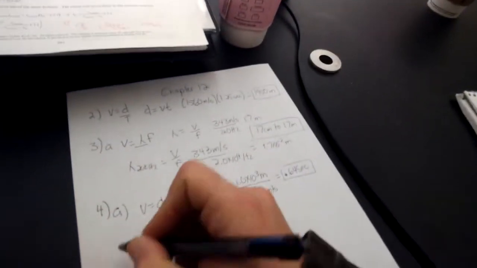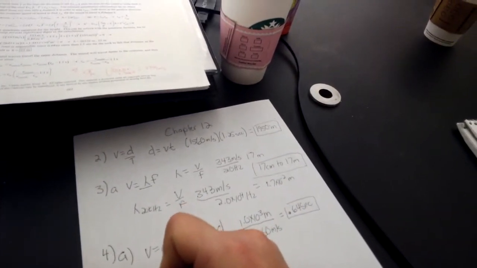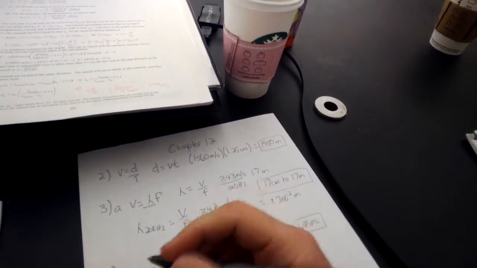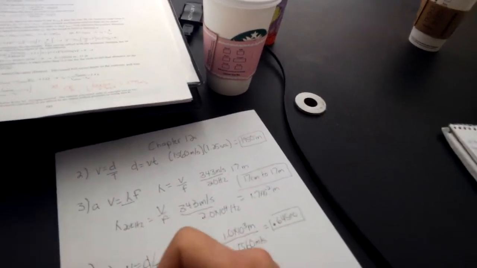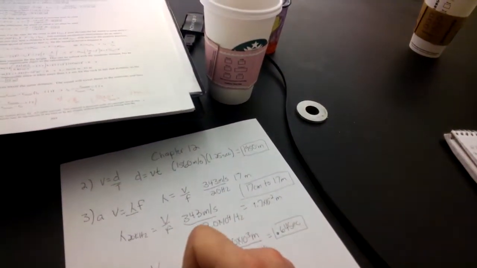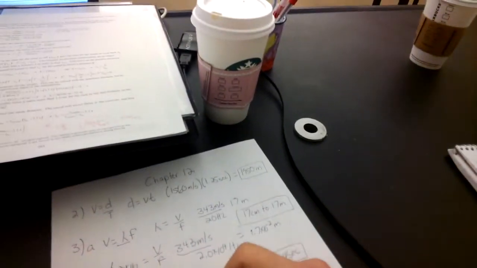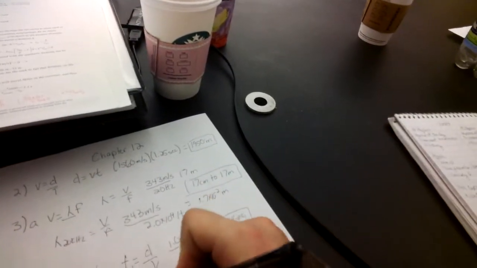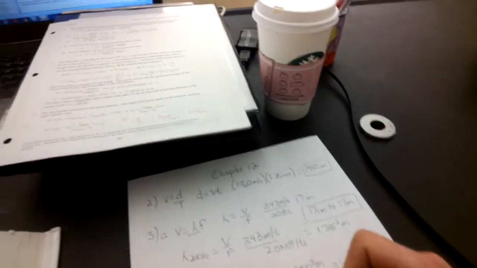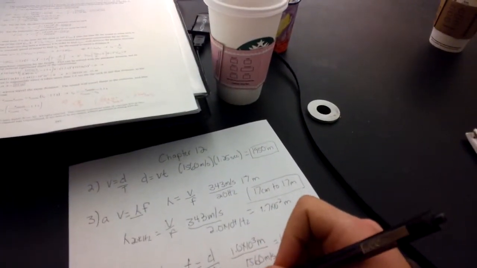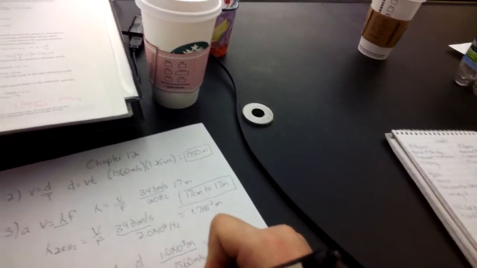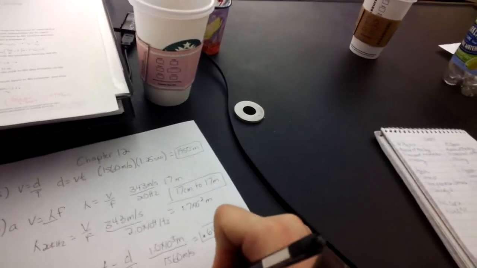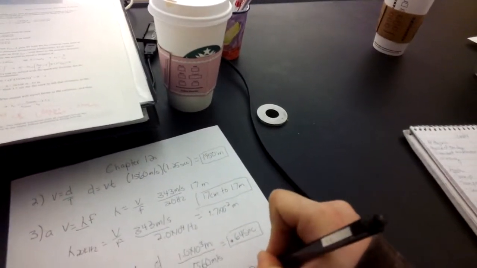So in B, we are going to look at the speed of the sound in the air. Same kind of formula, distance over velocity times t again. We're looking for the time, which is equal to the distance over the velocity. In this case, our distance is 1.0 times 10 to the 3 meters, and our velocity is 343 meters per second. That's going to give us a time of 2.9 seconds.